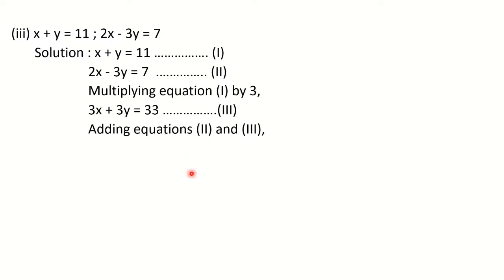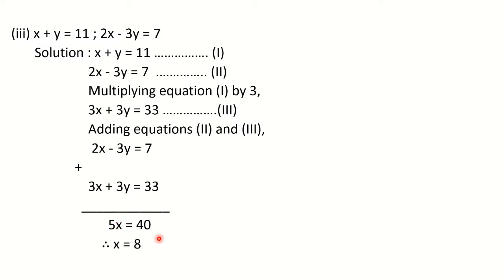Write down equation 2 up, that is 2x minus 3y is equal to 7, plus equation number 3, 3x plus 3y is equal to 33. Now let us add. See here, minus 3y and plus 3y will get cancelled, and in this way y is eliminated. And here 2x plus 3x, that is 5x, is equal to 7 plus 33, that is 40. So we are getting 5x is equal to 40, and from that x is equal to 40 divided by 5, that is 8. So we got the value of x as 8.